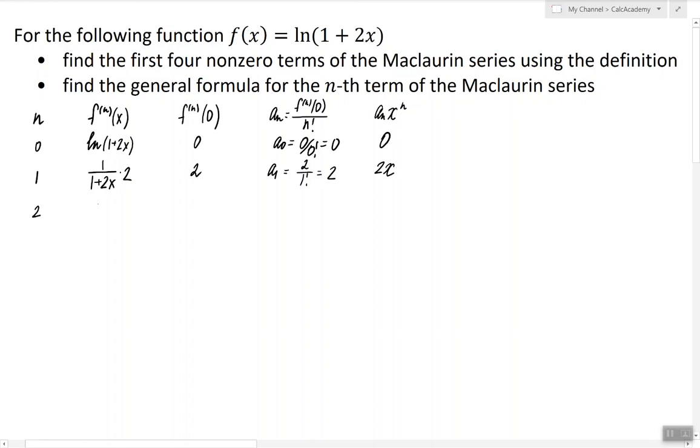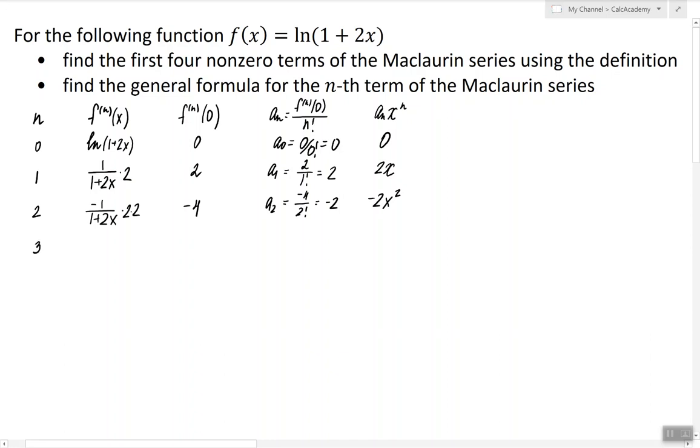Next step, differentiate again. So we have negative 1 over 1 plus 2x times 2 again. So now evaluating this at 0 gives me negative 4. And finding the second coefficient, or a2, will be negative 4 over 2 factorial, which is negative 2. So the term is negative 2x squared.